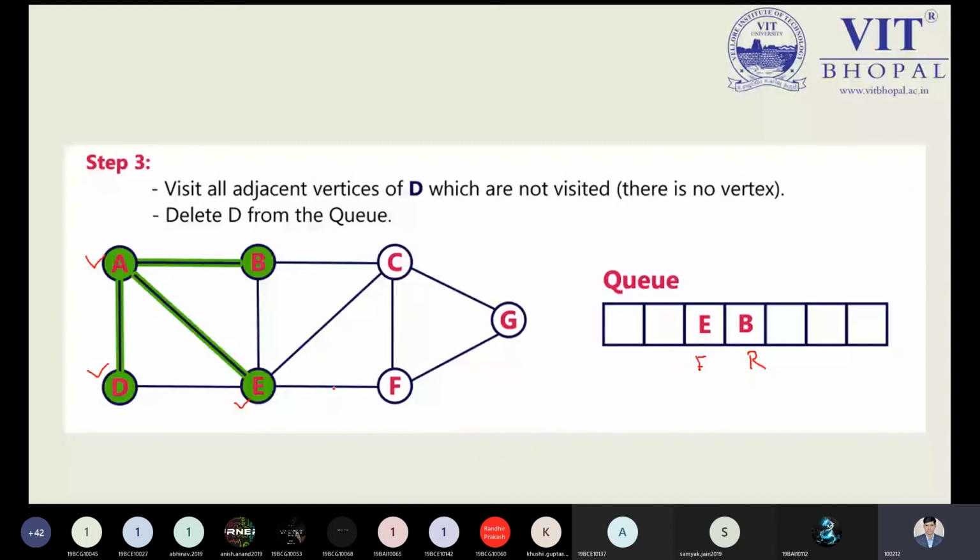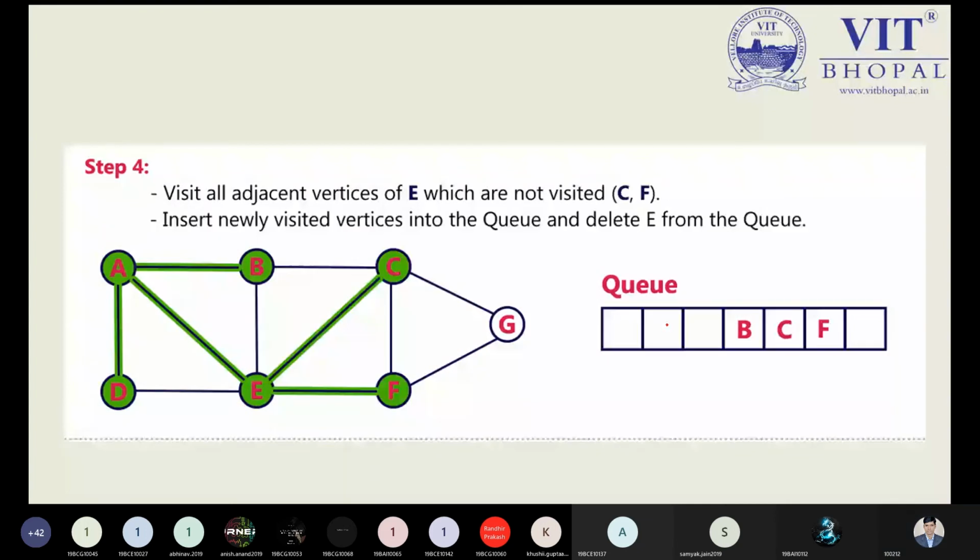So we must use the order A, but A is connected to D, E, and B. So D must be over here. After removing D, we can easily identify that D is removed and A is already removed. So visit all the adjacent nodes of D which are not visited. There are no vertices, so D is done. Now after D, print the E.